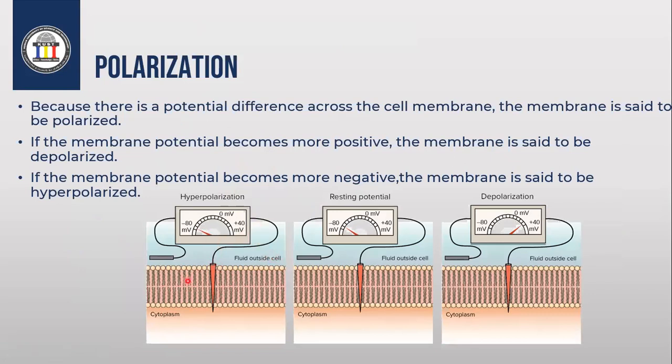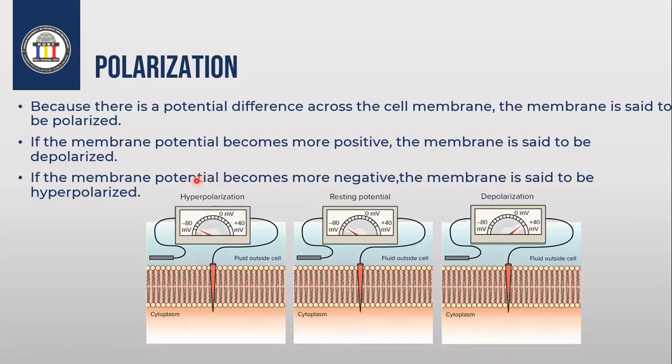So you can see here, this one is polarized because inside is minus, outside is plus. When you're measuring it, you'll see it is around minus 80 millivolt. When the membrane potential becomes more positive, that means inside will be more positive, that means it will be depolarized. So for example here, it will be depolarized. Inside the cell membrane is negative, and when they become more positive, that means inside becomes more positive, so we name it depolarized.